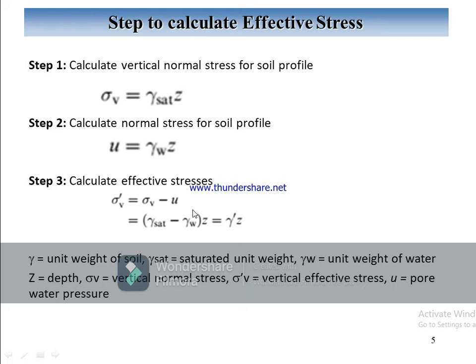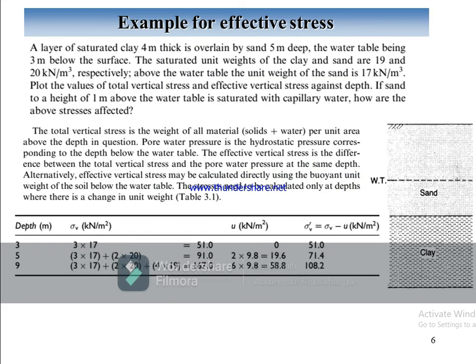So now we go toward an example of effective stress. Suppose we have a layer which is 4 meter saturated clay. This saturated clay thickness is 4 meter and is overlain by 5 meter deep sand. The thickness of sand is 5 meter and the thickness of clay is 4 meter. And the water table is above the sand. So from this surface to that surface is the sand, and from that point to that point is the clay.